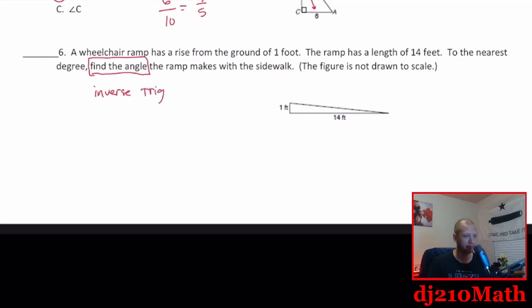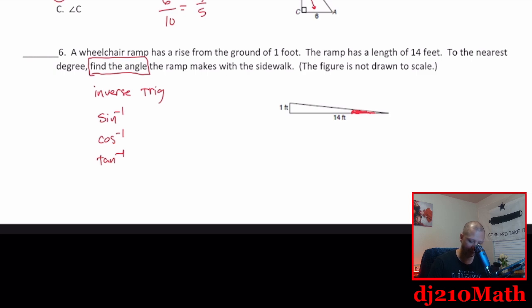And it's inverse trig, meaning one of these, right? Inverse sine, inverse cosine, inverse tangent. Anytime you're looking for an angle, this is what you have to use. So find the angle the ramp makes with the sidewalk. Figure's not drawn to scale. Okay. So we're looking for this angle right here.